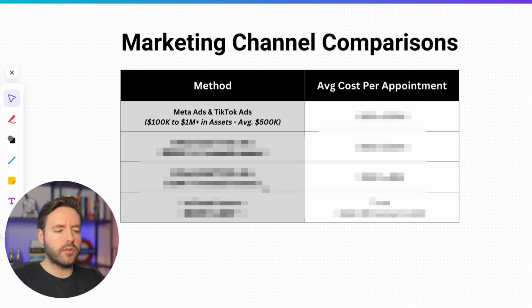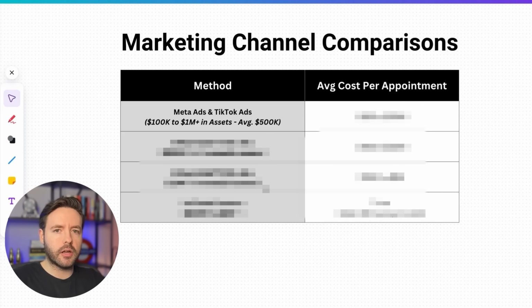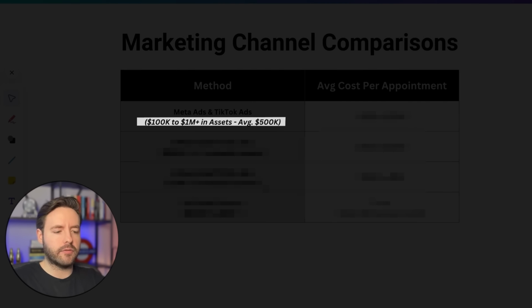So in this table, I'm going to give you a more detailed comparison as to what can affect the cost per appointment. As you can see, I've got rid of cost per lead because at the end of the day, what's more important is how much you're paying per appointment. So like I mentioned earlier, the cost per appointment largely depends on how much someone has in investable assets.